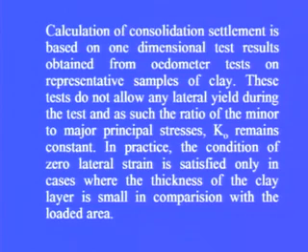Calculation of consolidation settlement is based on 1-dimensional consolidation test results obtained from odometer test on representative samples of clay. These tests do not allow any lateral yield during the test, and as such the ratio of minor to major principal stresses, that is K naught, remains constant. In practice, the condition of 0 lateral strain is satisfied only in cases where the thickness of the clay layer is small in comparison with the loaded area.